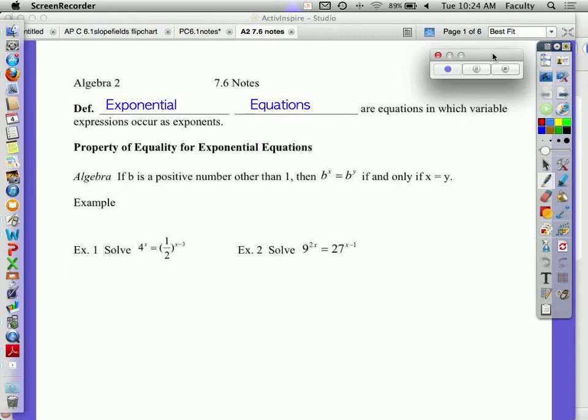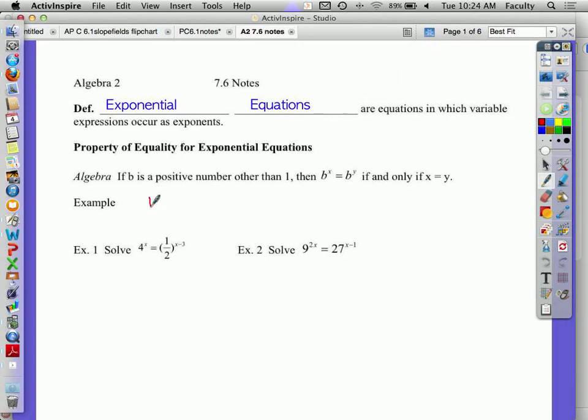Exponential equations are equations in which variable expressions occur as exponents. So we have what's called the property of equality for exponential equations. If you have b to the x equals b to the y, that's true if and only if the exponents are equal. So for example, if I have 3 to the x equals 3 to the 5th, that's true if the exponents are equal. x equals 5, okay?